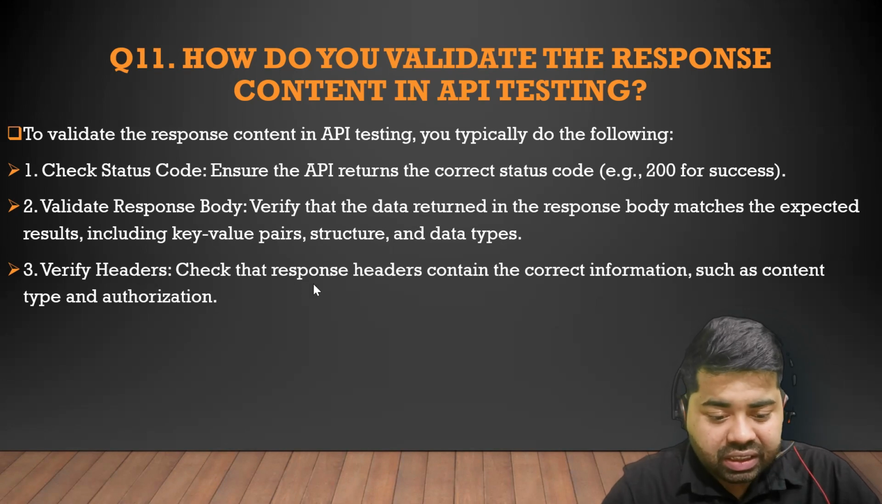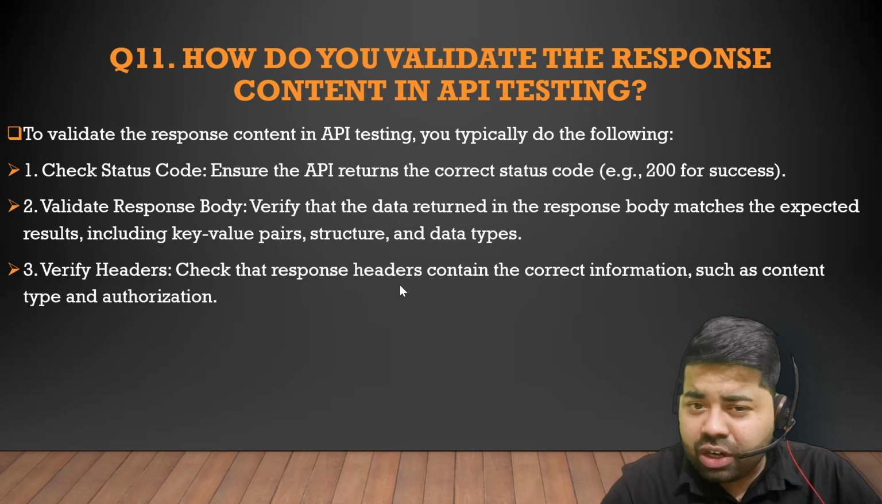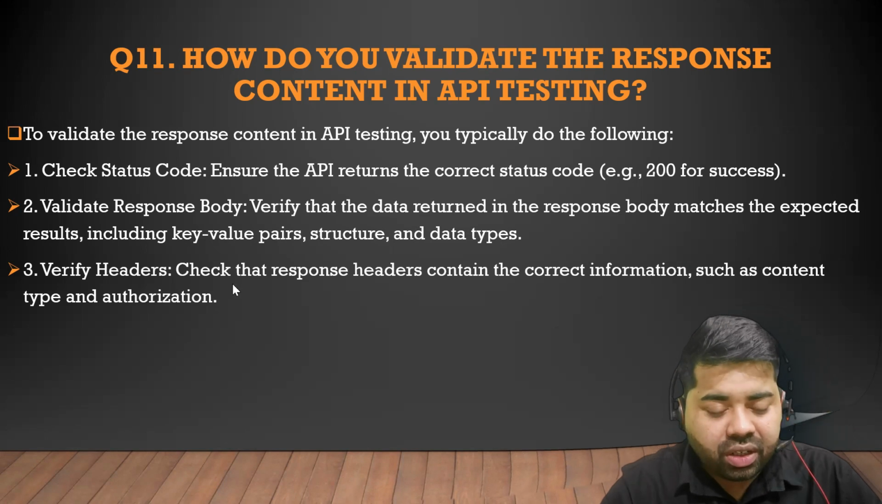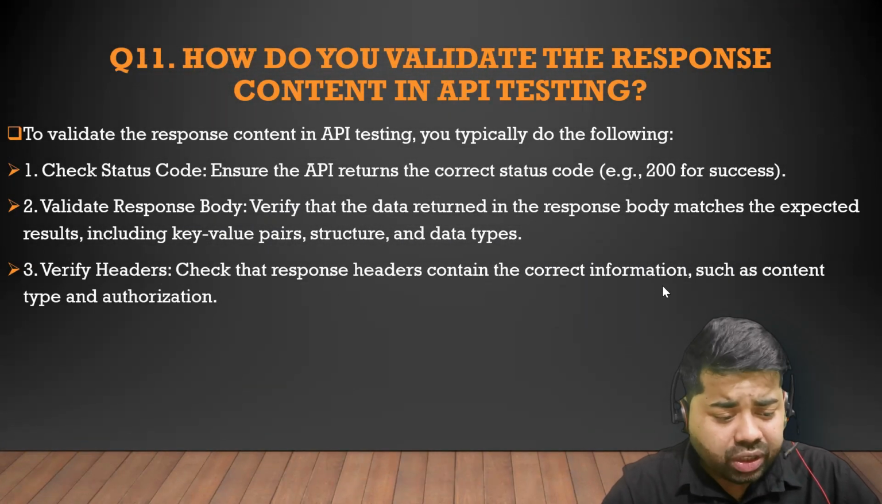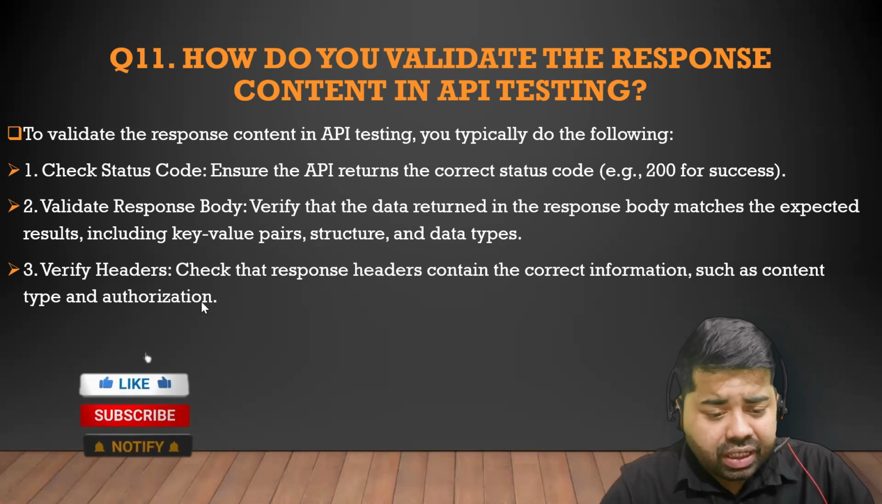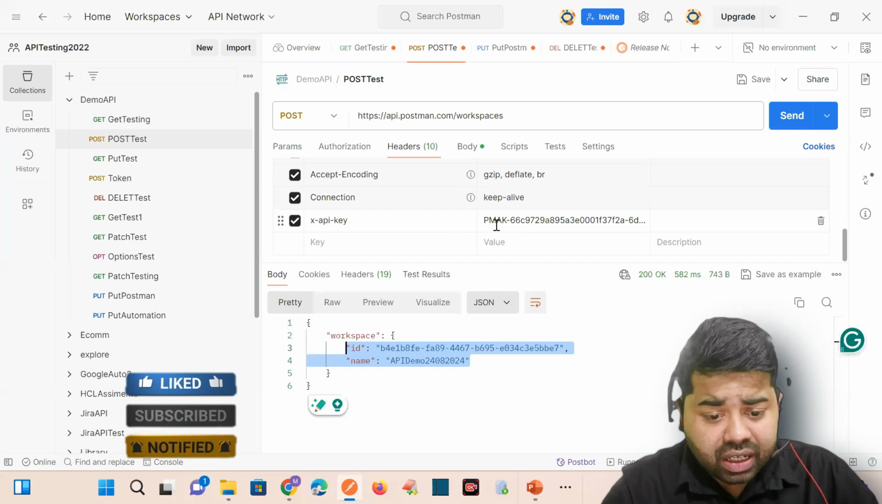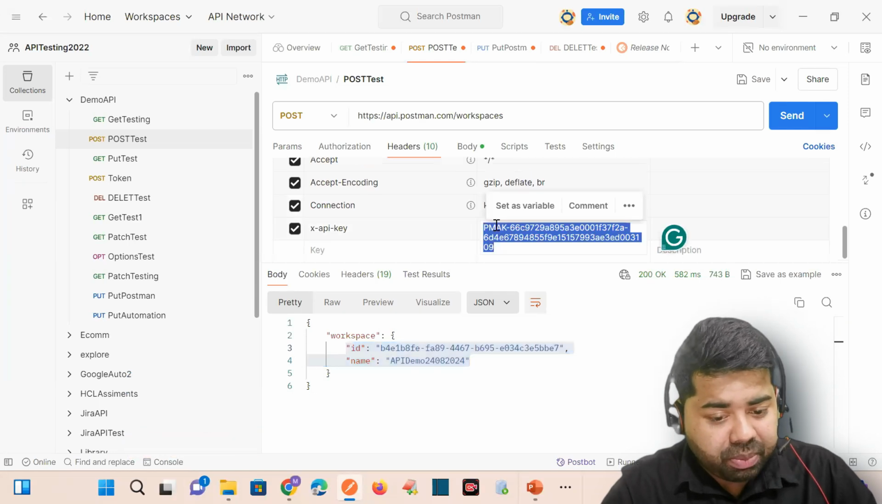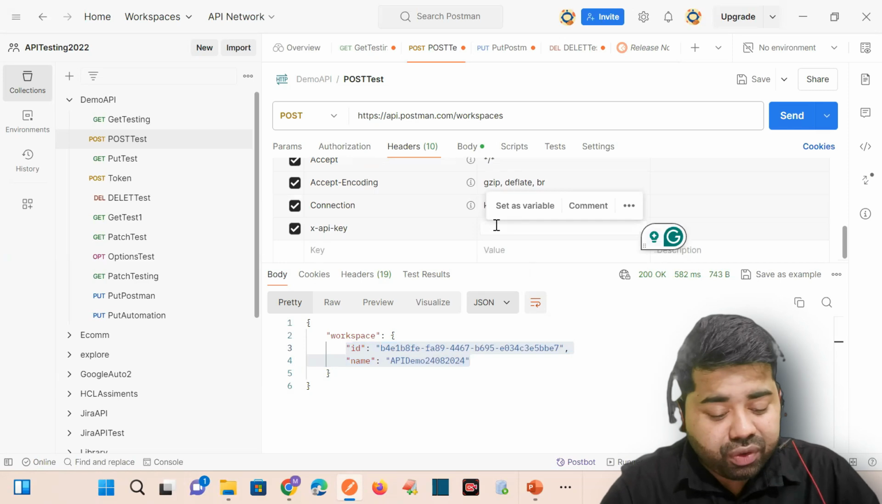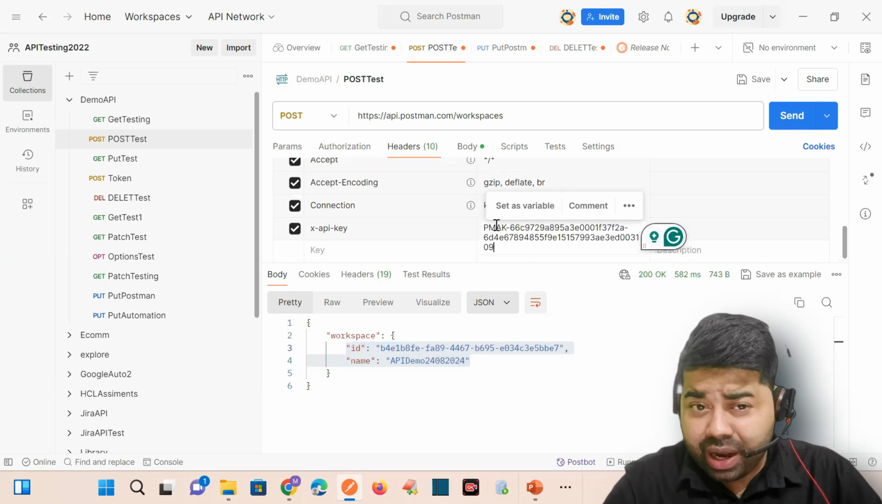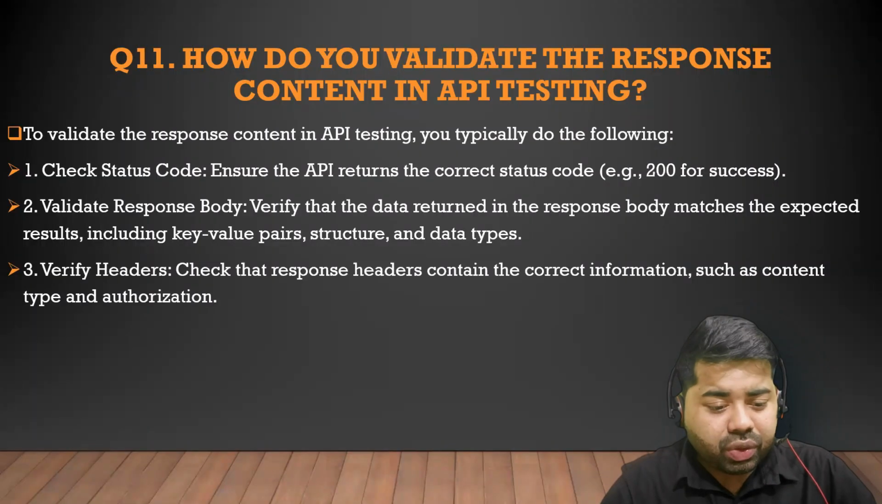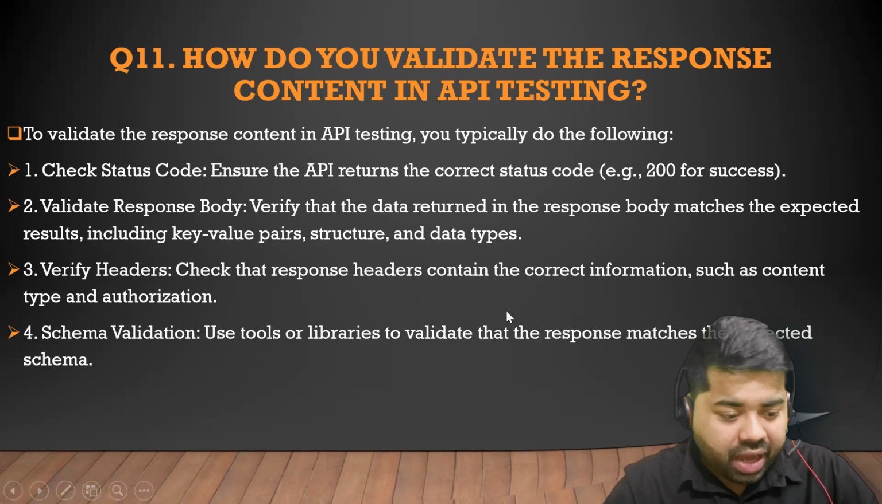And verify the headers, right? Headers are also an important component. We have authorization, right? You can see, suppose in the headers we are using the API keys. If I do not use this API key, then what will happen? If your API key is expired, then what will happen, right? So these are all the things we have to validate.